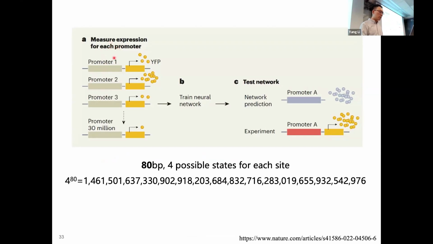When we measure the expression levels, we construct a plasmid. The downstream YFP is a marker gene to detect the promoter sequences and their regulatory abilities, and we can create an 80 base pair sequence. Each site has 4 possible states, so the landscape is very large, and we create a model to simulate it and get the results. Using this network, we compare against the experiments to test whether the model works well or not.